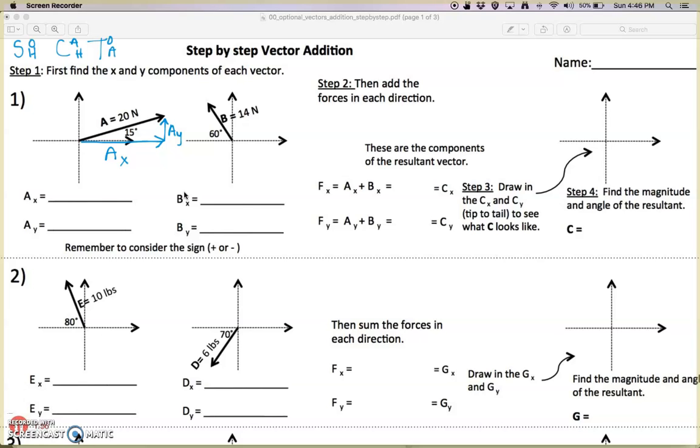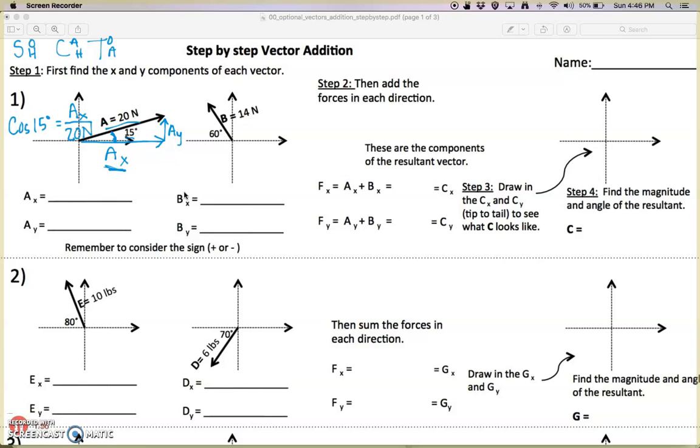Yeah, you know how to use that. I'm going to start out by looking at this angle, theta. If I want to find side A, that's going to be adjacent, and I know the hypotenuse. So I want the function that has adjacent and hypotenuse. The cosine of 15 degrees is going to equal the adjacent, which is AX, over the hypotenuse, 20 newtons.